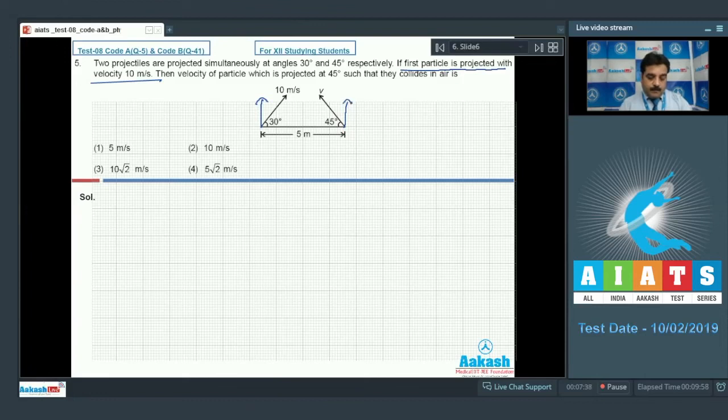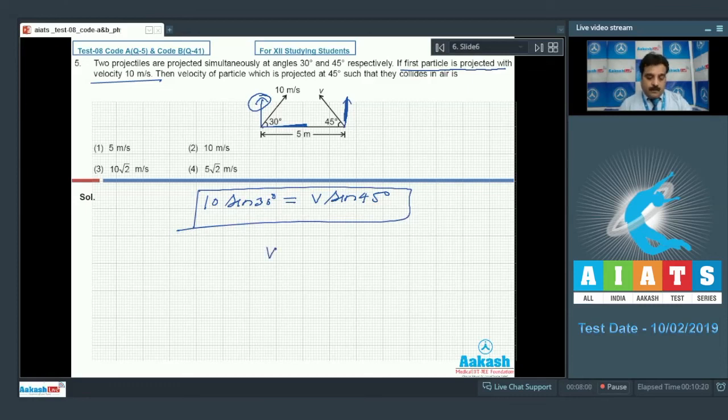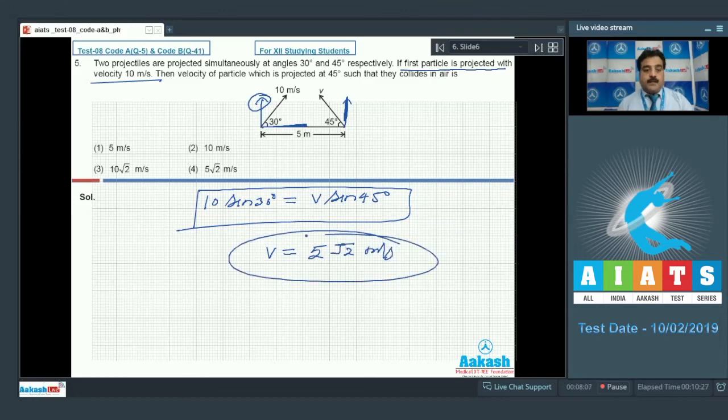If I resolve the components, we'll get here 10 sine 30, because I am not going to concentrate on the horizontal component. Similarly, if I go here, then we'll get V sine 45 degrees. So when you calculate, because V is the only unknown thing, you will get 5 root 2 meter per second. So this is how you can solve. So my option number 4 will be the right choice. So let's move on to question number 6.